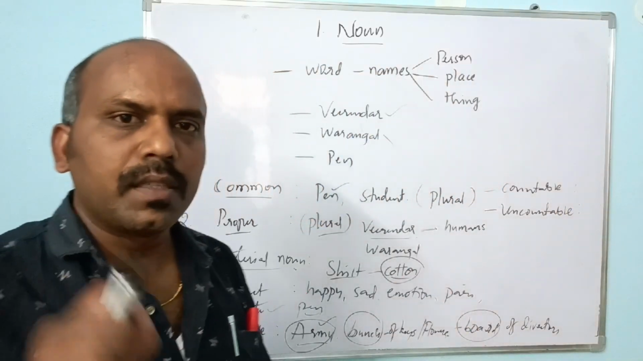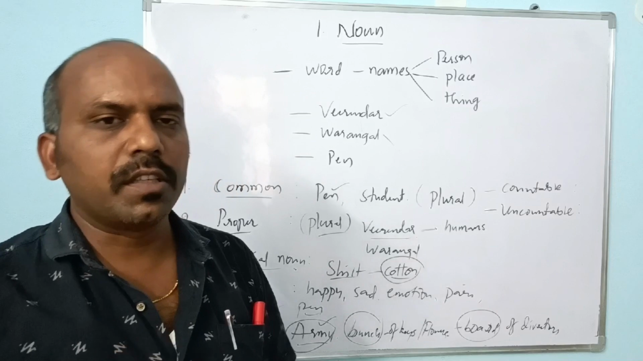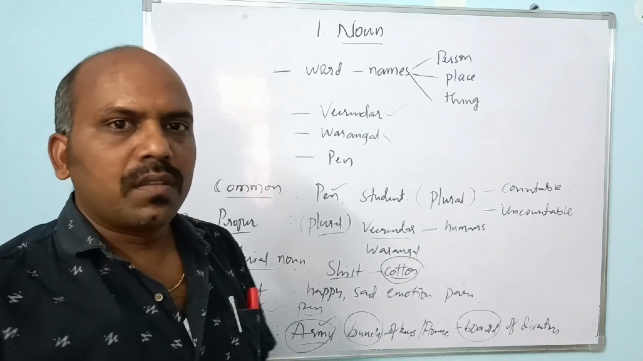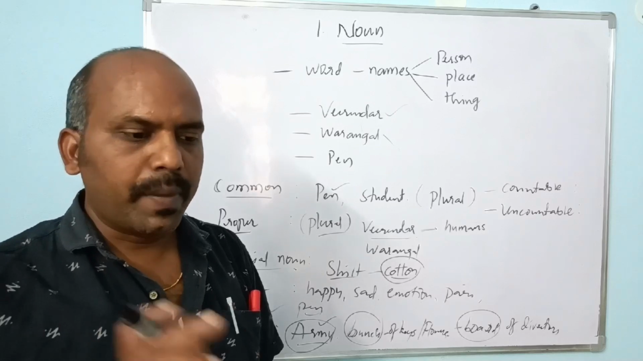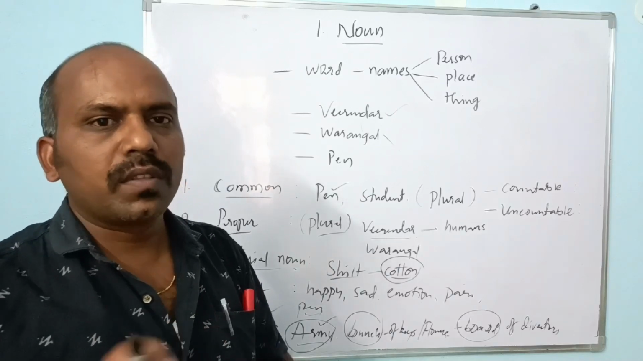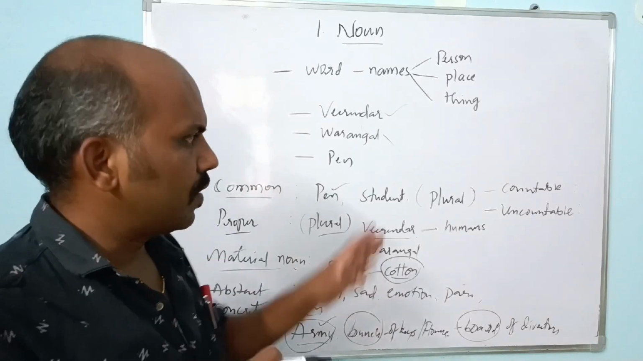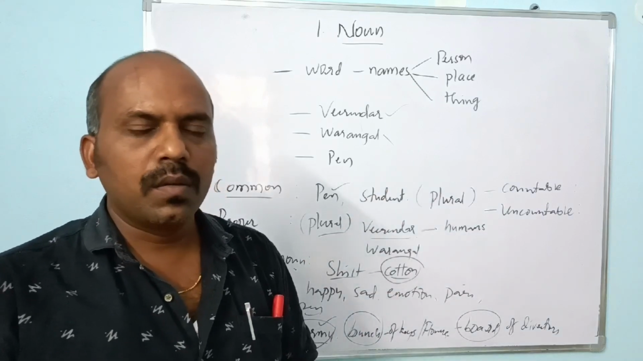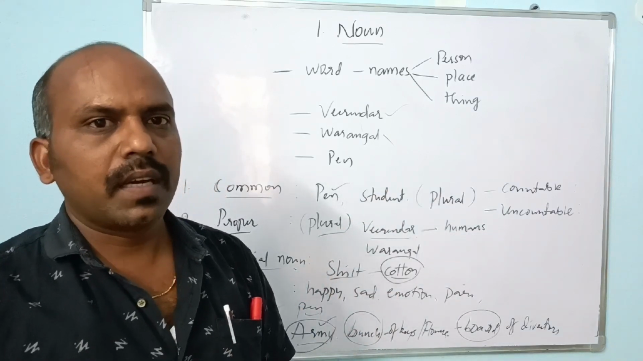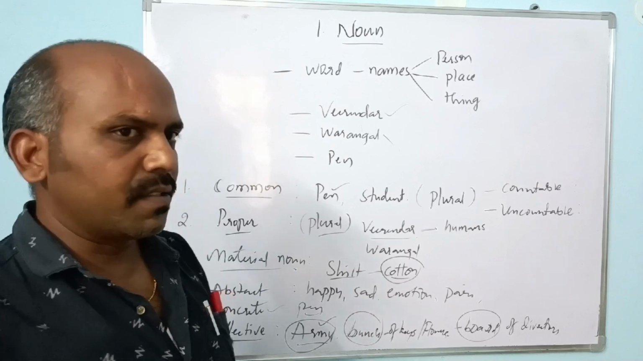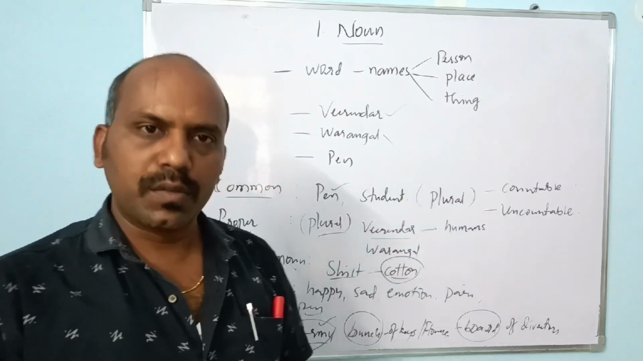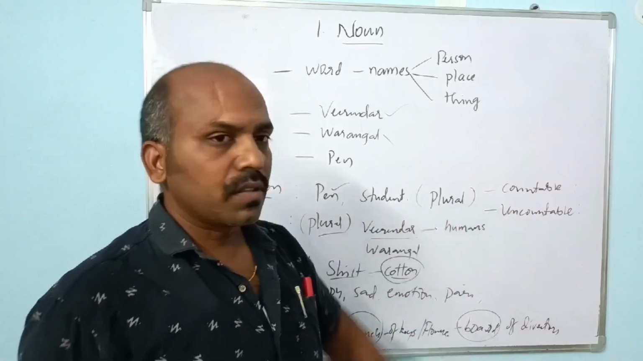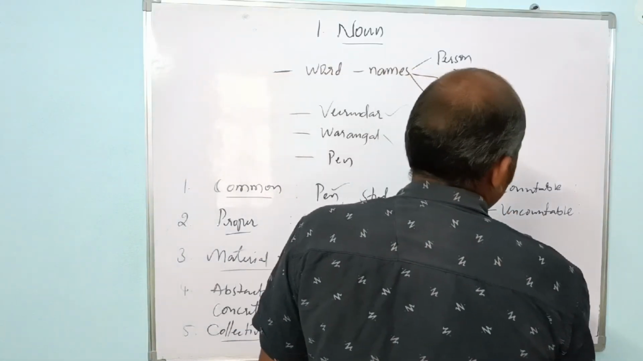Countable means which gives us a chance to count them, right? Like, I bought 10 pens. How many pens? 10 pens. Pens give us a chance to count them. So those are called countable nouns. I have 5 books. I have 2 bags. Like these, nouns which give us a chance to count them come under countable.